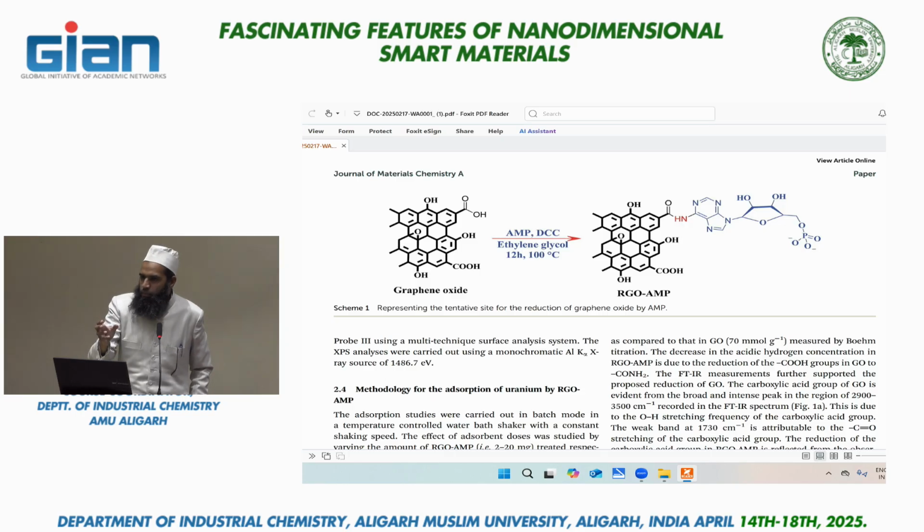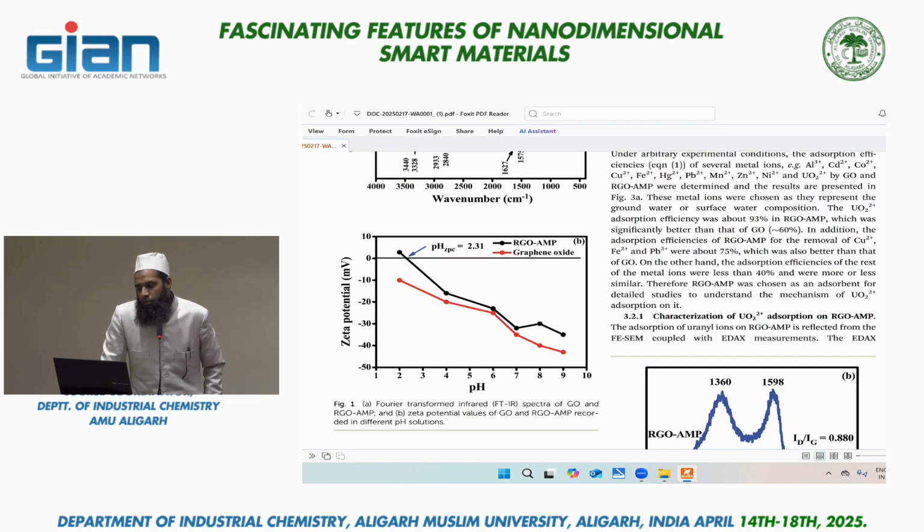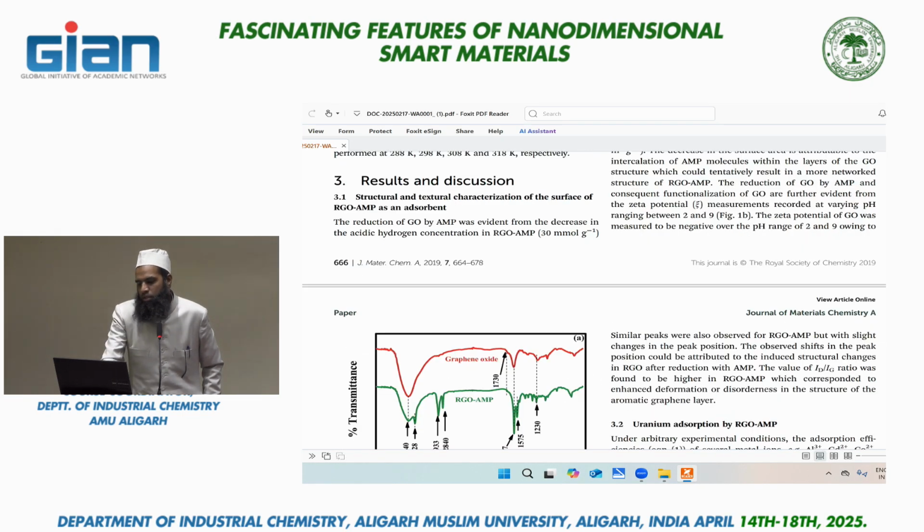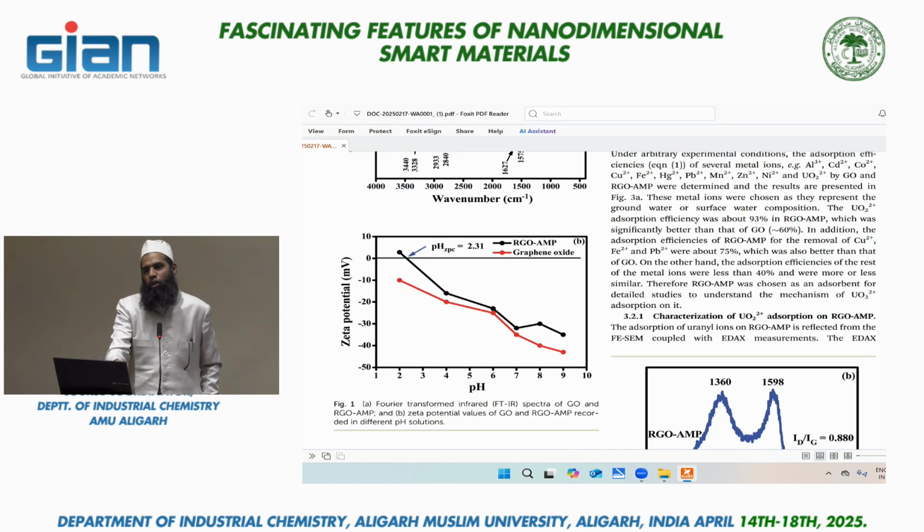You put the DCC in the sample in millimoles; you calculate the millimoles, put it into the round bottom flask, and go for a 12-hour reaction. You get very good results. And this structure you can easily differentiate from the characterization part. For example, you can easily confirm it from the FTIR, and we also performed the zeta potential.